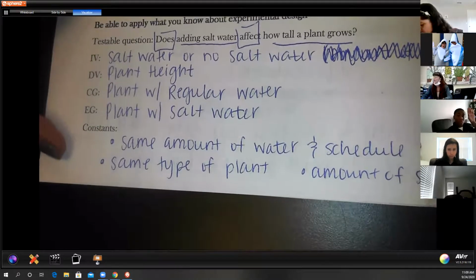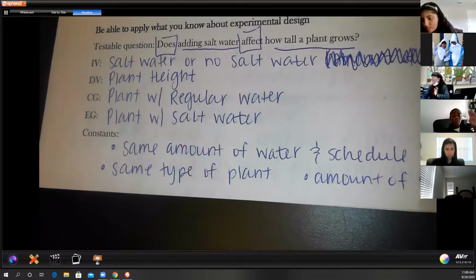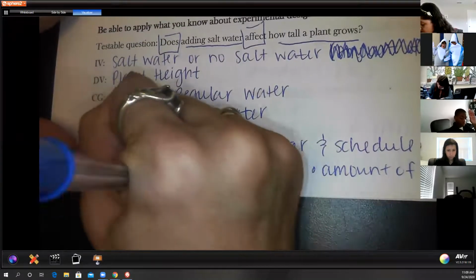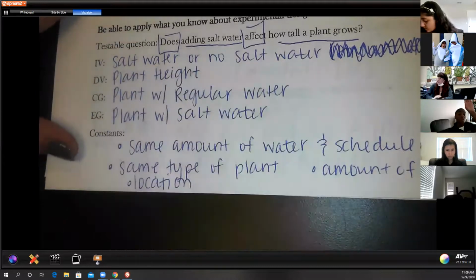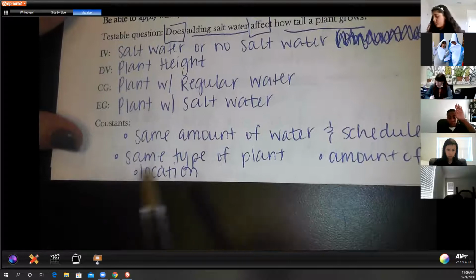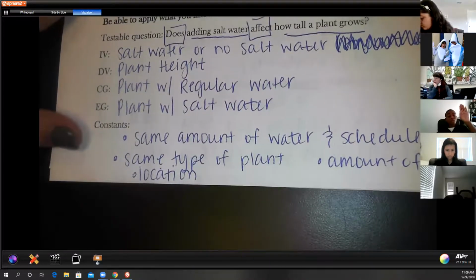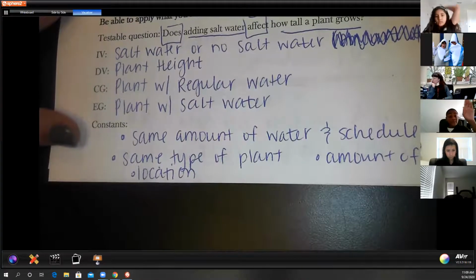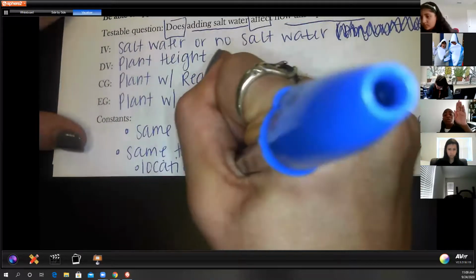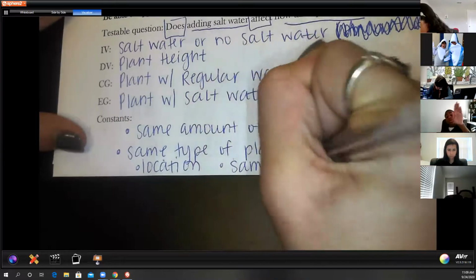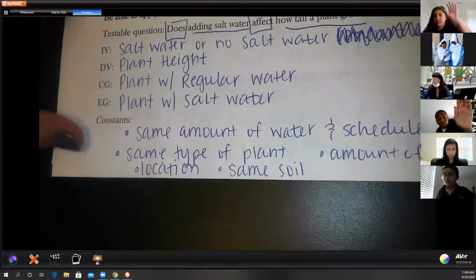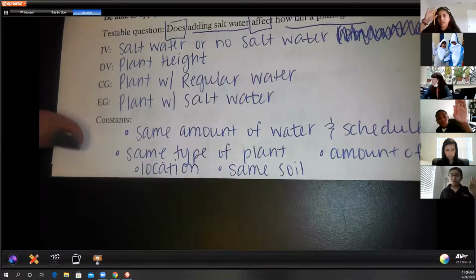Oh my gosh, I love all these hands, Jayla. Like, where is it? The location. There's a couple other things I could think of. Amiri. The type of plant. So the same type of plant, but what else would have to be the same along those lines? The type of soil. Type of soil. Something else along those lines. What else do plants need? Alex.